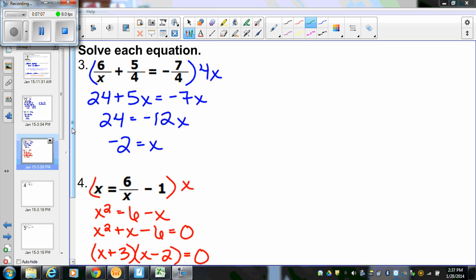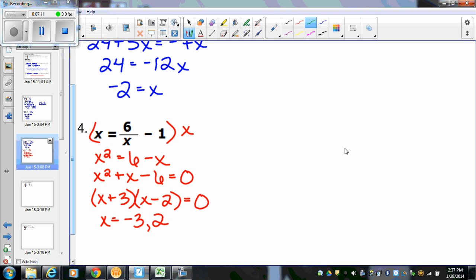Then on number 4, my least common denominator was just x, so I multiplied through by that, and I got x squared equals 6 minus x. Since I had that x squared in there and it was a quadratic, I needed to bring everything over with the x squared. So I added the x and subtracted the 6 to get x squared plus x minus 6 equals 0. Then you could factor that. That factors to x plus 3 times x minus 2.